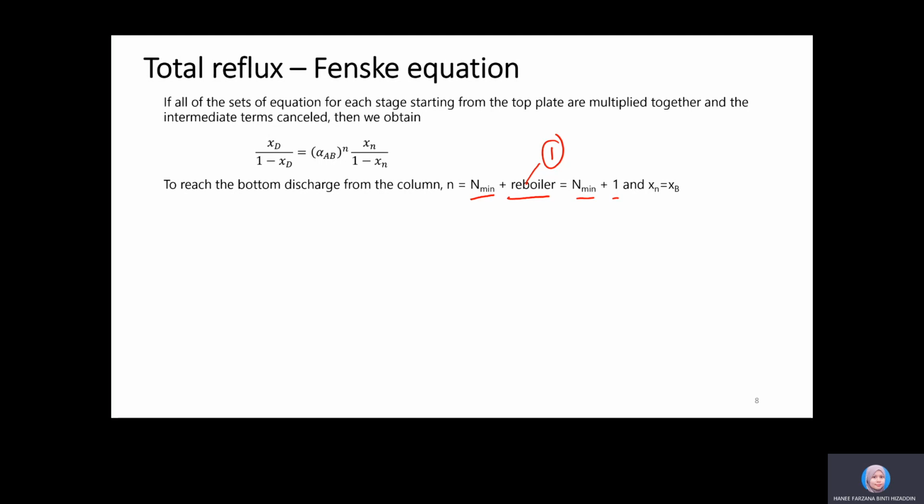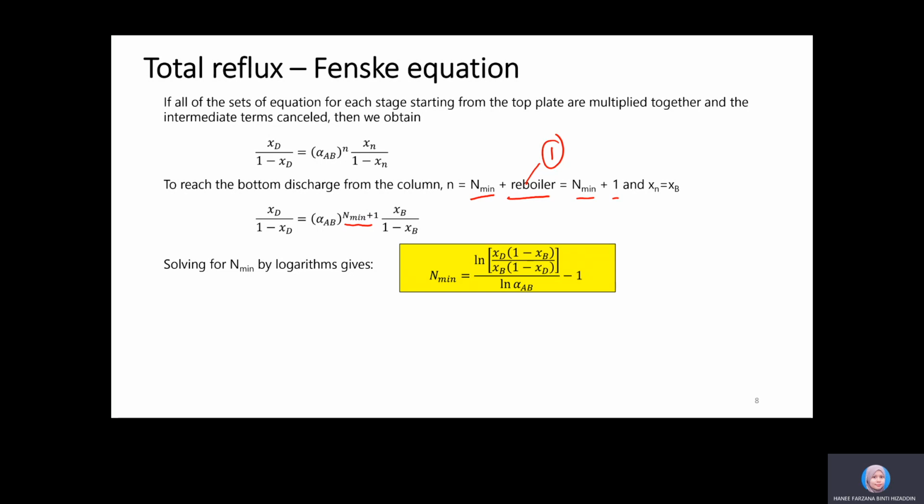So we can further simplify this equation to give something that gives meaning to us instead of n. We have alpha AB to the power of n min plus 1, referring to the minimum number of stages plus 1 reboiler stage. And instead of xn, we have xb, indicating the composition of the more volatile component in the bottom liquid product. The goal is to find n min. Solving for n min by logarithm gives this equation here. You can try to rearrange to satisfy yourself. Notice this minus 1 here, so this is minus 1 reboiler.